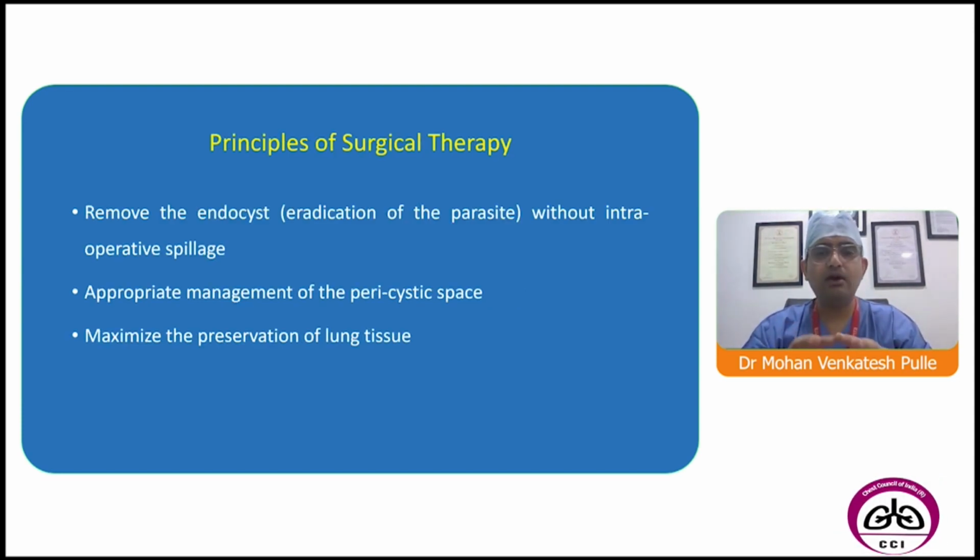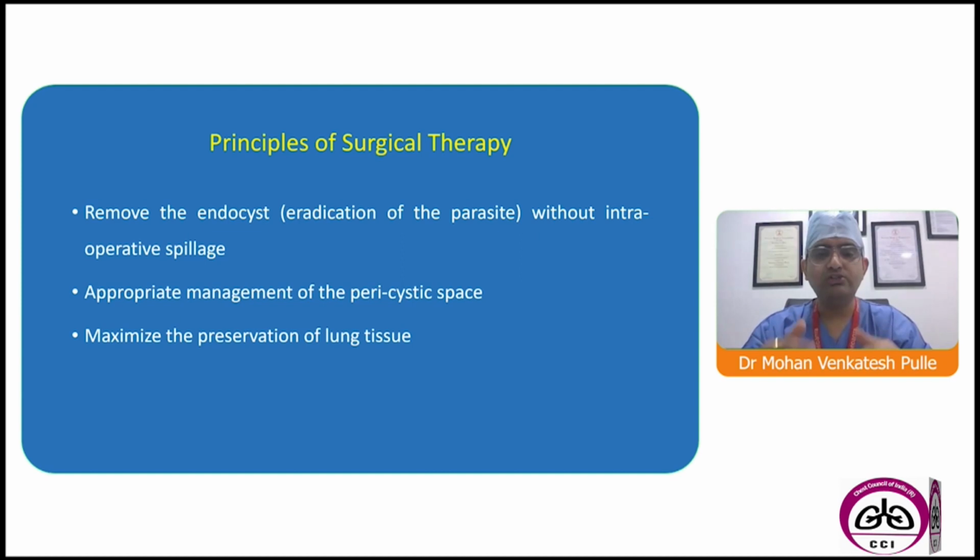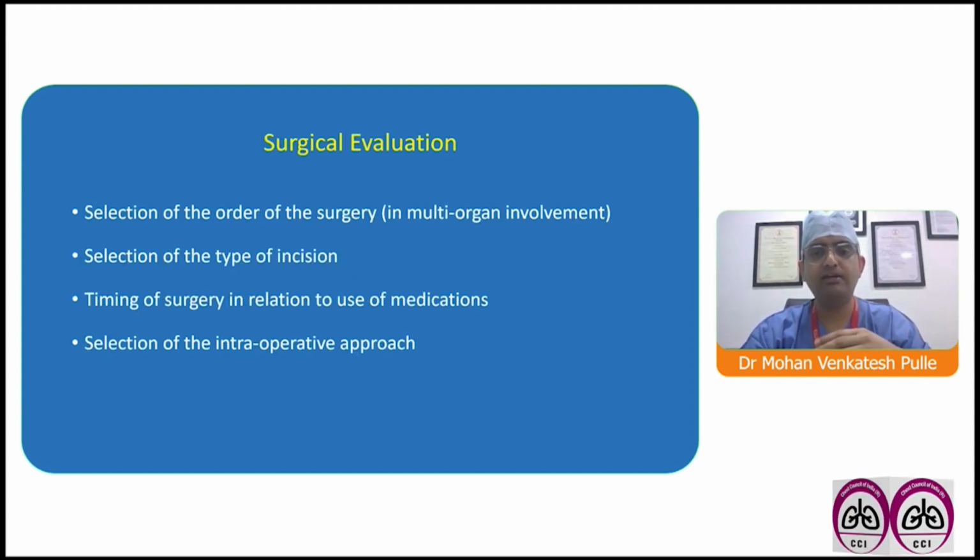The principles of surgical therapy are mainly 3. The first is to eradicate the parasite by removing the endocyst of the parasite. And we have to be very cautious not to spill the contents of the cyst within the pleural cavity during the surgery. After that, we have to manage the pericystic space. Once the cyst has been removed, the space that is left out, we have to manage that. And third, we have to preserve the lung tissue as far as possible, because this is a benign kind of lung disease. We have to do lung-preserving surgery in most situations. These three principles contribute to the surgical therapy in the management of hydatid disease.